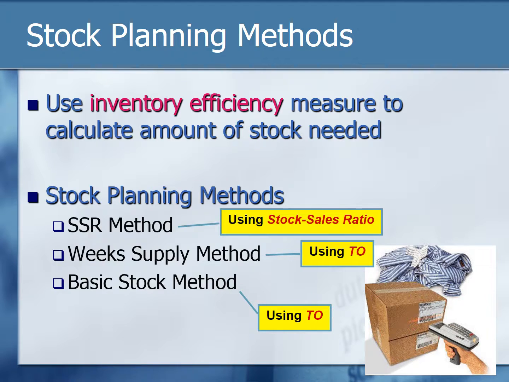This is the same slide we already looked at in last module. This slide introduced the three stock planning methods: the SSR method, the week supply method, and the basic stock method. In this module, we are going to take a look at the second one, the week supply method. As I said in last module, the week supply method uses the turnover, stock inventory turnover, as the efficiency measure to plan the stock level. Whereas with the SSR method, we learned a new stock efficiency measure called stock sales ratio, or SSR, and we utilize the SSR to plan the stock level.